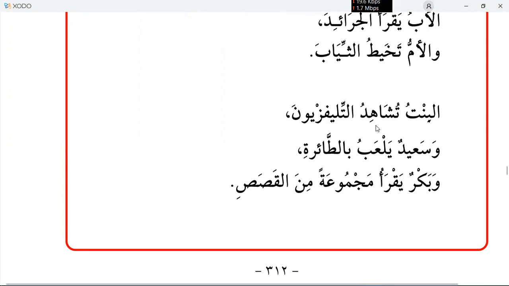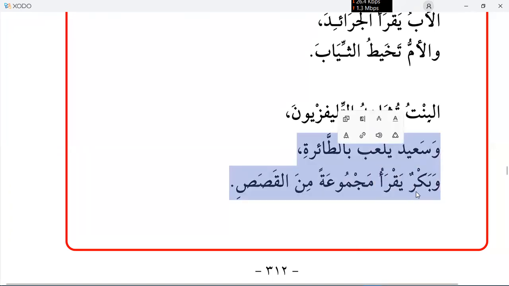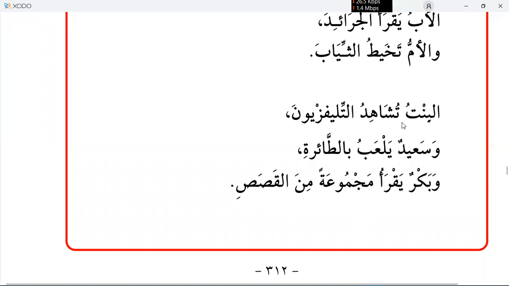Al-bintu, the daughter, tushahidu, watching, at-tilfiziyun, television. Wa Sa'id, and Sa'id, yal'abu, is playing with the aeroplane. Wa Bakr, and Bakr, yaqra'u, is reading majmu'a, a group, minal qisas, of stories. Or you can also say majmu'a, pack or collection. It also means a series. The girl is watching the television, Sa'id is playing with the aeroplane, and Bakr is reading a series of stories.